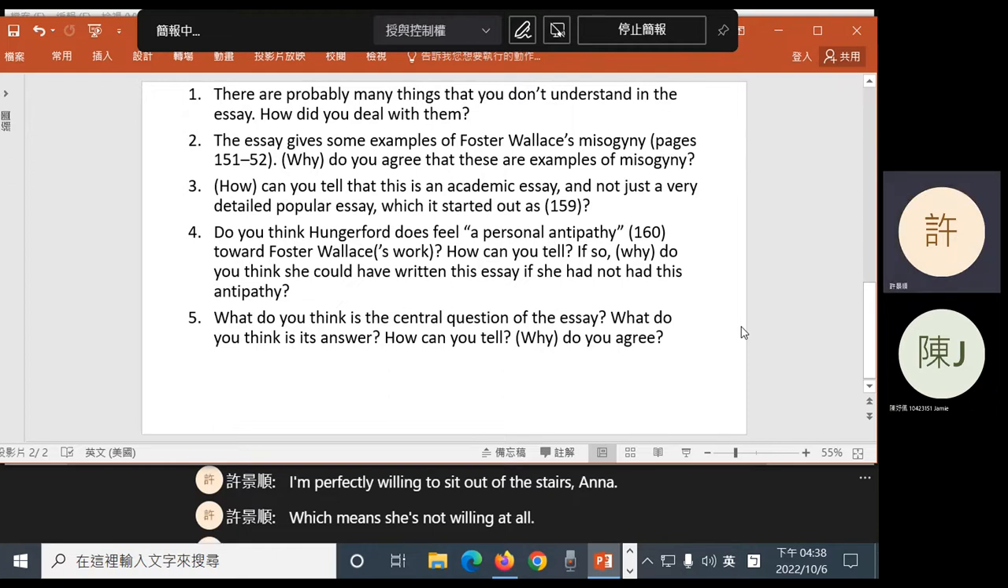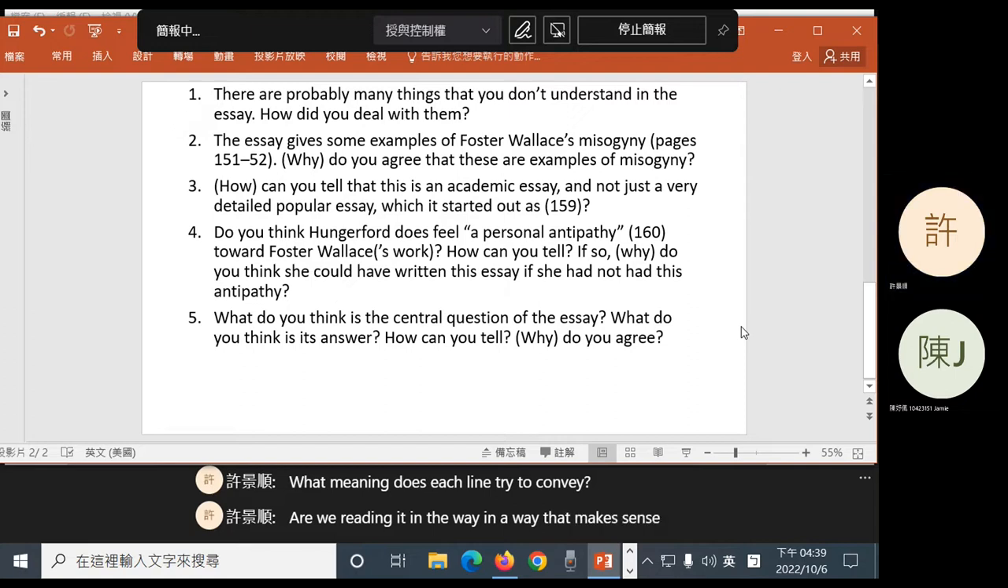So even this one single sentence can have many different meanings, even the opposite meaning, depending on how you read the sentence. So that's something we can always pay attention to. What meaning does each line try to convey? Are we reading it in a way that makes sense?